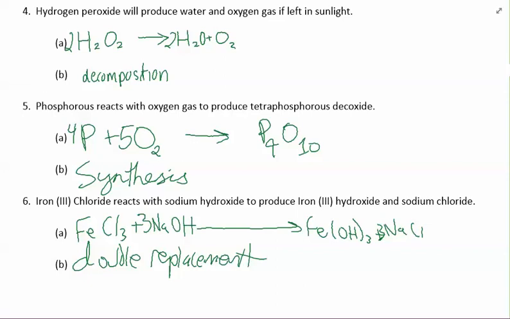The thing that makes double replacements tricky sometimes is you still have to balance your ionic substances. So iron, it's iron 3 to start with, and it's still iron 3. So when you balance it, it makes it a little bit trickier.